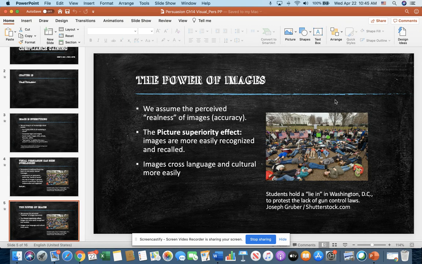They call it the picture superiority effect, that images are more easily recognized and recalled, which is true. In other words, if you tell me what somebody said, I may have a hard time recalling it. But if you ask what picture they put up there, I have a more likely chance of giving you the picture accurately than necessarily the words. And then images cross languages and cultures more easily. Words are more subject to cultural boundaries or idiosyncrasies, where images can cross over more easily and are more universal.